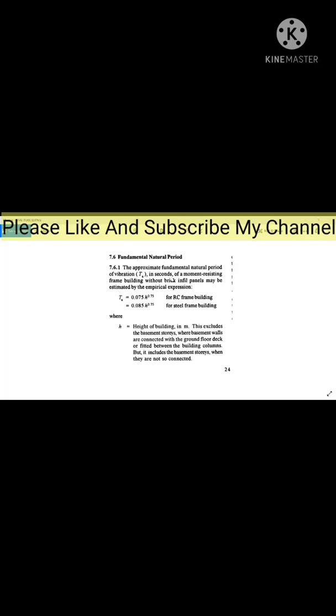So the fundamental natural time period, that is the time which is considered there, we calculate from this formula, that is 0.075 h raised to 0.75 for an RC building. Okay, page number 24 of the IS, in which it is mentioned. 0.085 h raised to 0.75 for a steel frame building. Okay, what is this h? H is nothing but the height of the building in meters. Okay, so you have to consider this height of the building, and this factor is for the time period. Once you get all these values, you can put these values in that formula. Okay, we will see that.